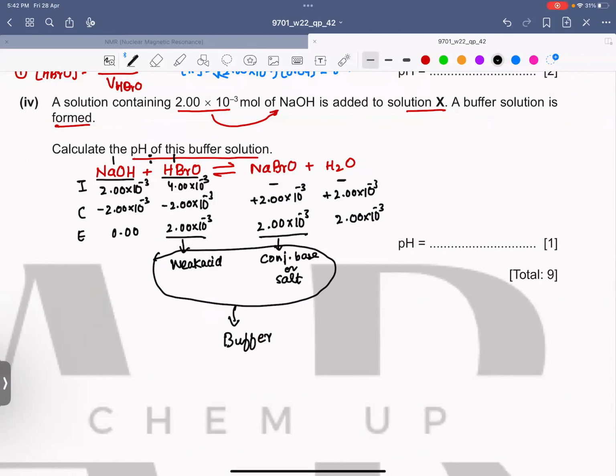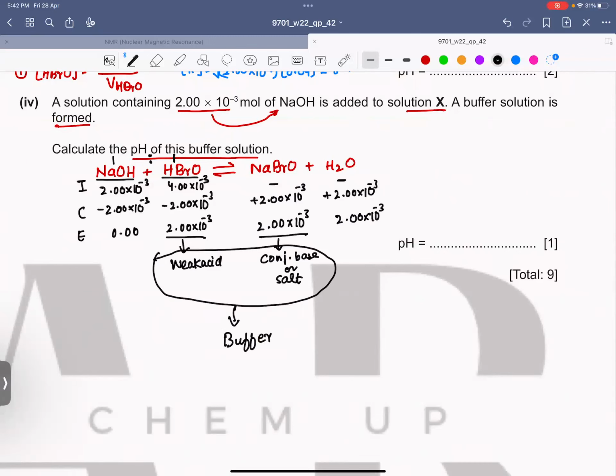Sir, can you explain this again? Okay, what is the confusion over here, Saliha? First tell me this. What part of this didn't you understand? Why did you draw the ICE table?